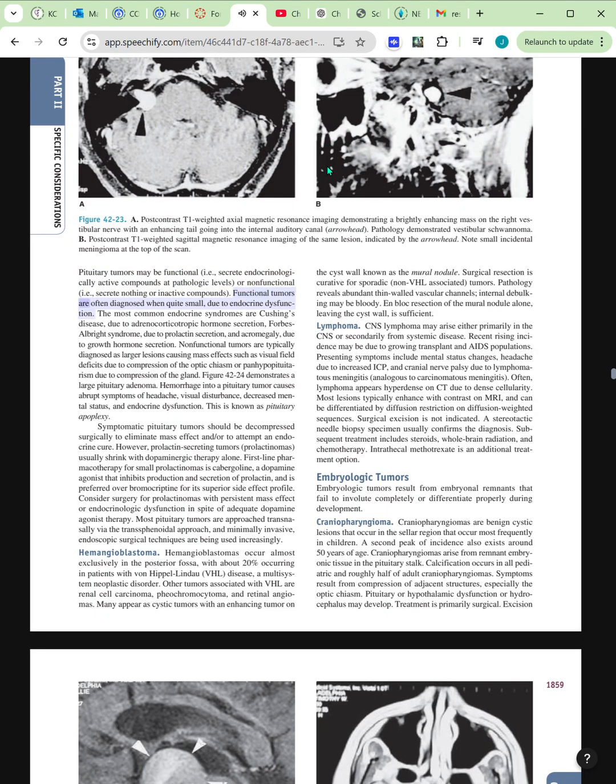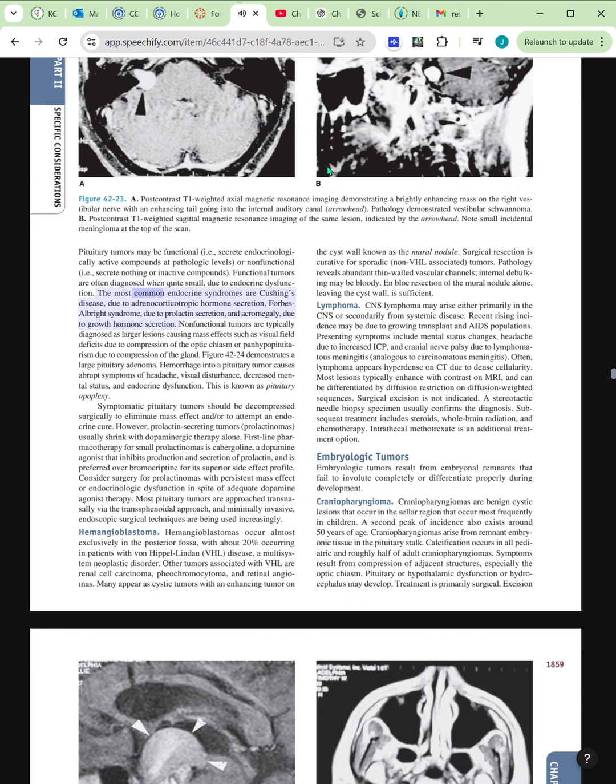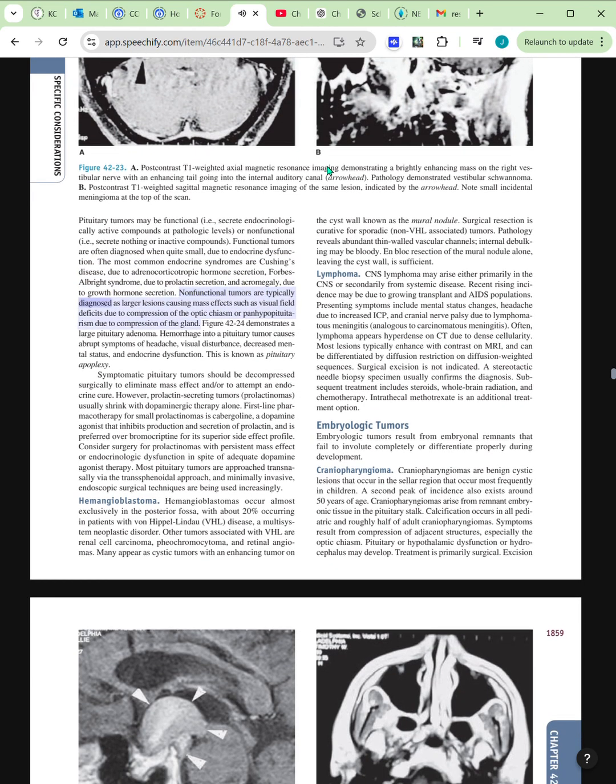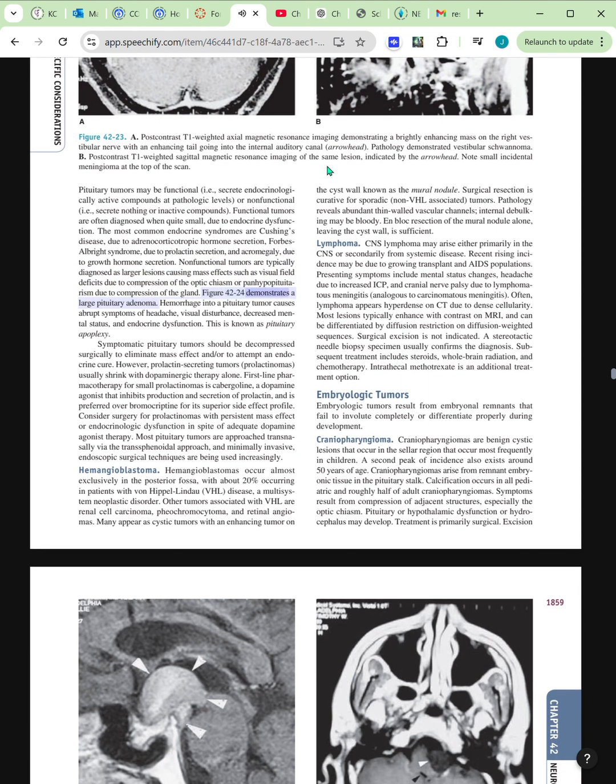Functional tumors are often diagnosed when quite small due to endocrine dysfunction. The most common endocrine syndromes are Cushing's disease due to adrenocorticotropic hormone secretion, Forbes-Albright syndrome due to prolactin secretion, and acromegaly due to growth hormone secretion. Non-functional tumors are typically diagnosed as larger lesions, causing mass effects such as visual field deficits due to compression of the optic chiasm or panhypopituitarism due to compression of the gland. Figure 42-24 demonstrates a large pituitary adenoma.